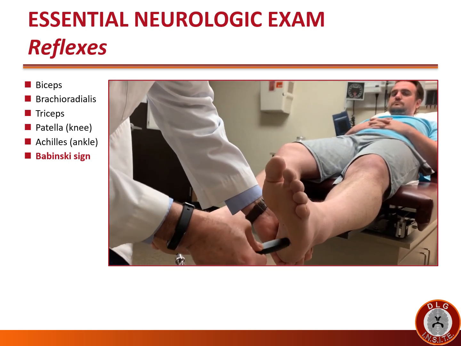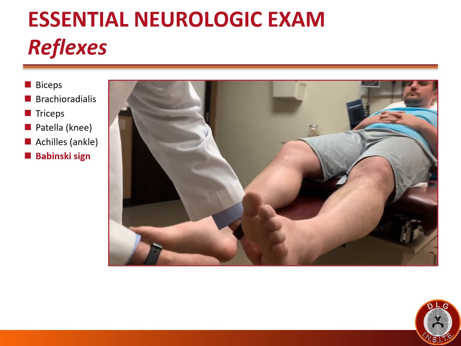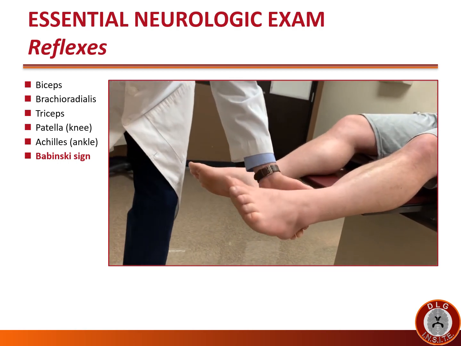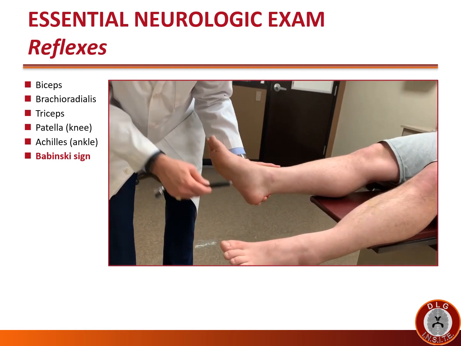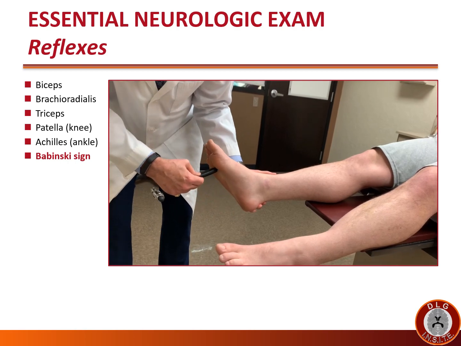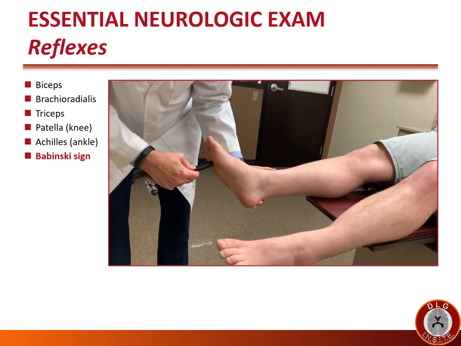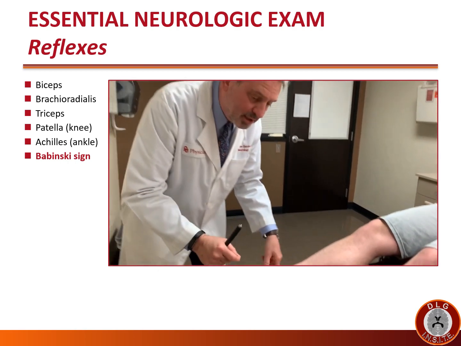And the toe, in this case, is going down. See how it went down a little bit when I scratched a little harder? And then the other side, same thing. Look at the big toe, and when I do this and curve over, the toe goes down a little bit. That is an absent Babinski sign.